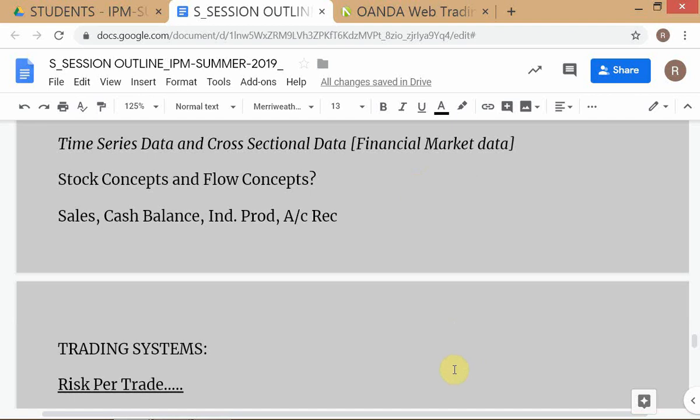This is all in your notes itself, so you don't have to take notes for this, because this is all in the file that is shared with you, that you still have access to. All right, now stock concepts and flow concepts, can you relate this distinction to the other distinction that we made about time series data and cross-sectional data?